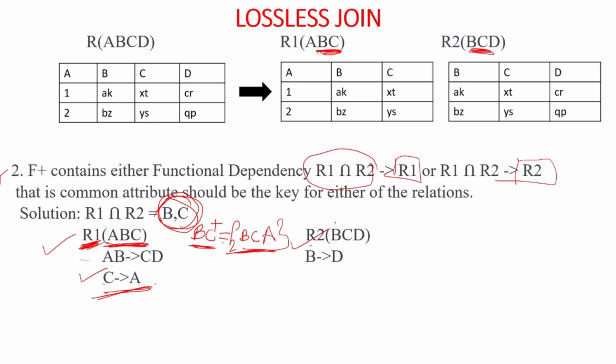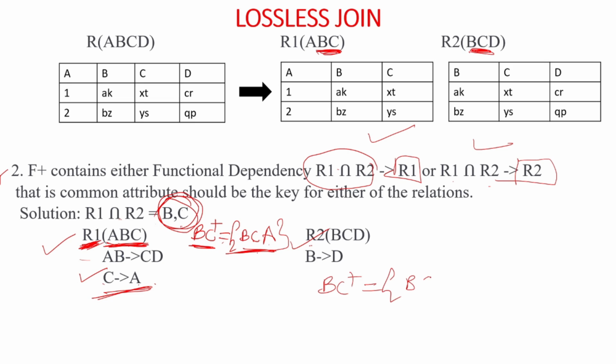Now we'll see whether either of the things gets satisfied in the second condition. Either R1 intersection R2 should be a key of the R1 table, or R1 intersection R2 should be a key of the R2 table. Now can BC be a key for the R2 table?